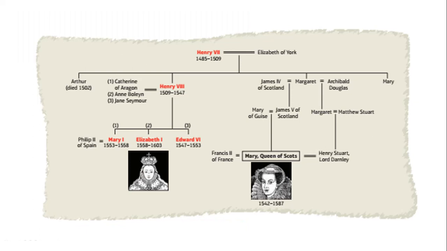This first section of the lesson is going to focus on why Mary, Queen of Scots had a claim to the throne. You can see from this family tree that she was Elizabeth's second cousin, and they shared Henry VII, in Elizabeth's case her grandfather, in Mary's case her great-grandfather. So Mary's claim to the throne was quite strong.